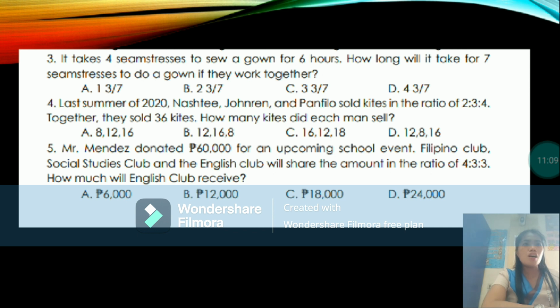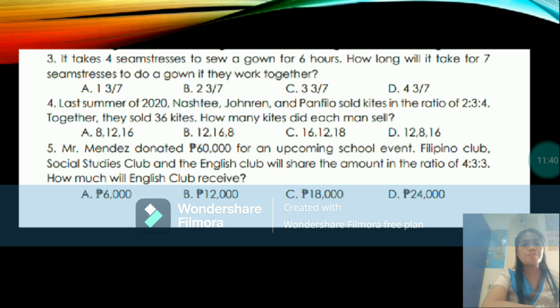Number 4. Last summer of 2020, Nasty, Joren, and Panfilo sold kites in the ratio of 2:3:4. Together, they sold 36 kites. How many kites did each man sell? A, 8, 12, 16. B, 12, 16, 8. C, 16, 12, 18. D, 12, 8, 16.